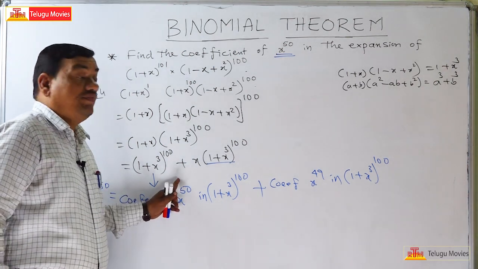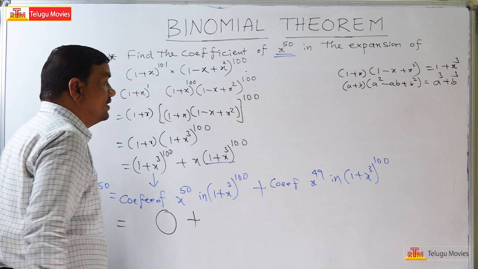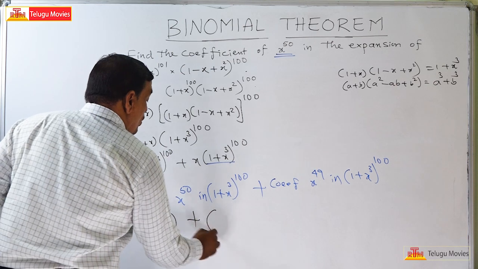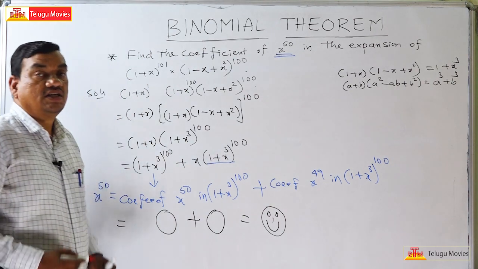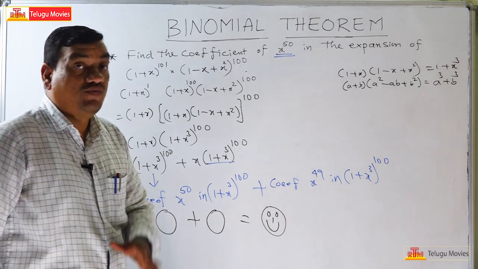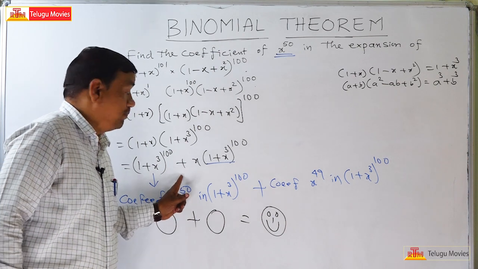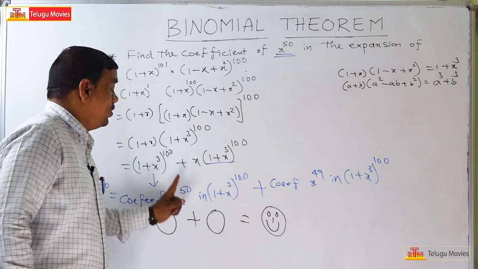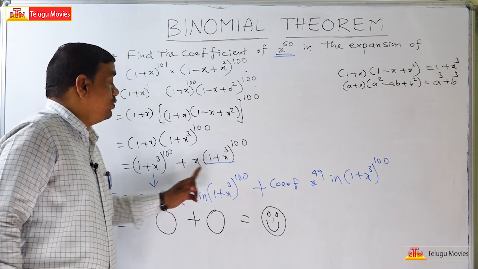The coefficient of x to the power of 50 in this expansion is 0, plus the coefficient of x to the power of 49 in this expansion is 0. Together the answer is 0. Understand? Sir, how? See the short trick method, the fourth short trick method I just explained. If you want to find the coefficient of x to the power of p in 1 plus x to the power of r, what I told is that p should be a multiple of r.